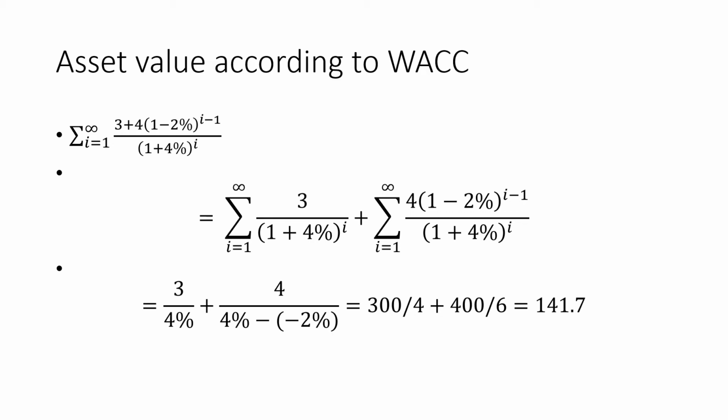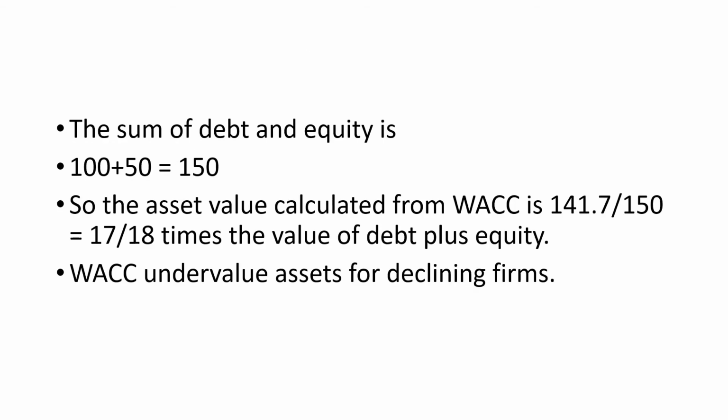And we add these two terms together, we get $141.7 million. Sum of debt and equity is 100 plus 50, which is equal to 150 million. So the asset value calculated from WACC is less than the value of debt plus equity. This means valuation by WACC undervalues assets for declining firms.